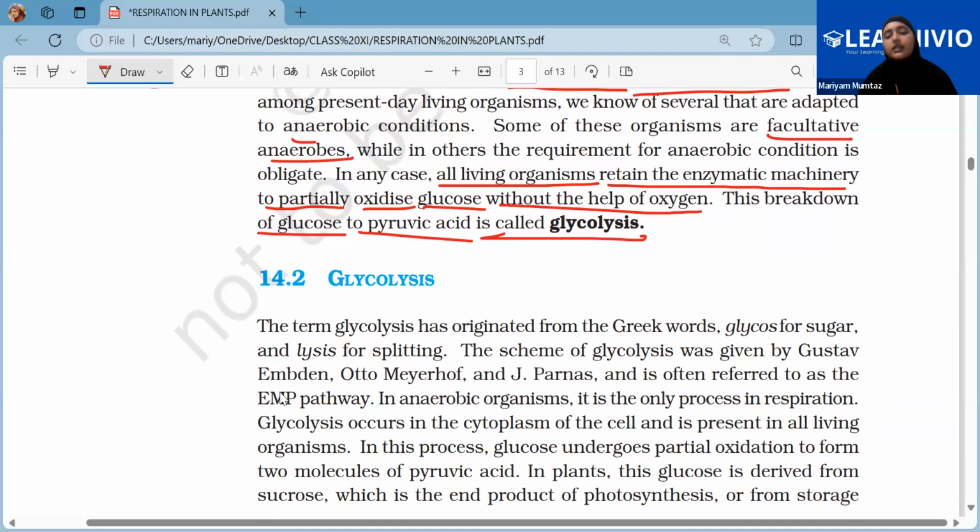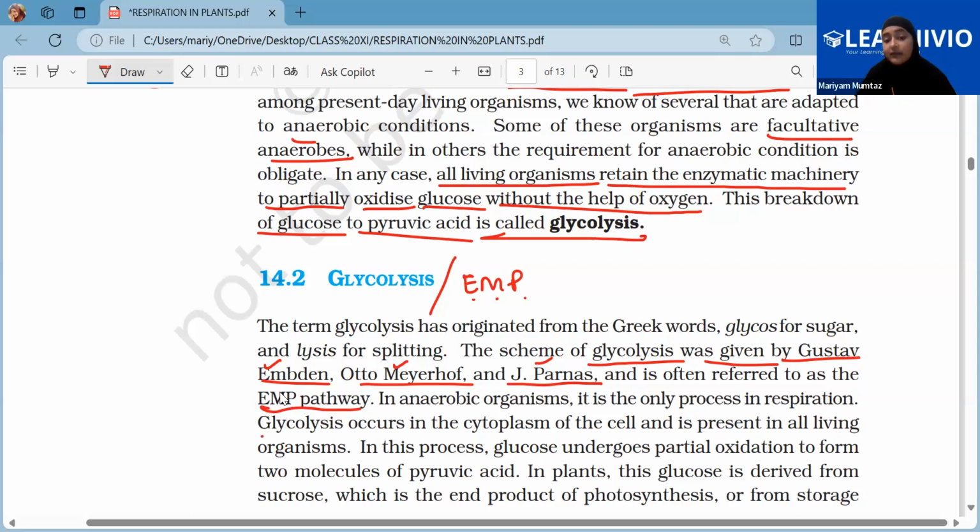Glyco refers to the sugar, and lysis means the splitting or the breakdown. The scheme of glycolysis was given by Gustav Embden, Otto Meyerhof, and J. Parnas, and is often referred to as the EMP pathway. So the other name for glycolysis is the EMP pathway, and this EMP comes from their surnames, Embden, Meyerhof, and Parnas. In anaerobic organisms, the ones that do not require oxygen, it is the only process in respiration.